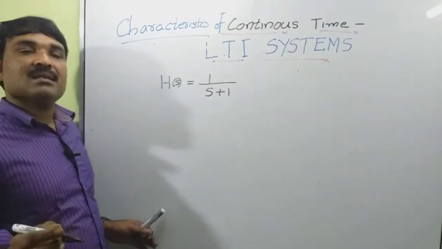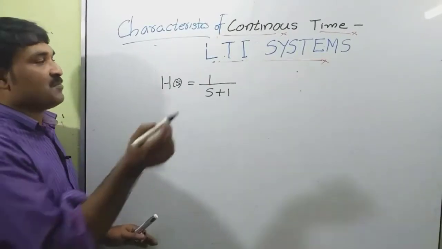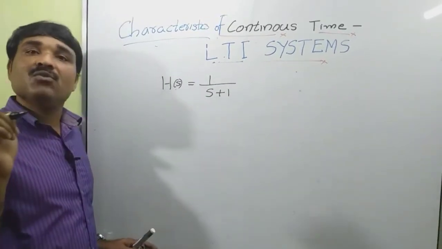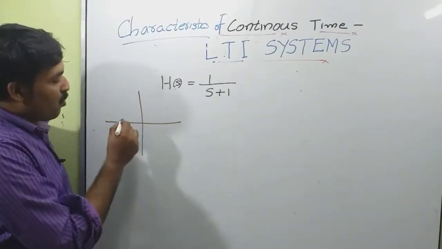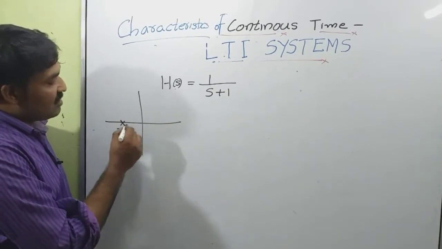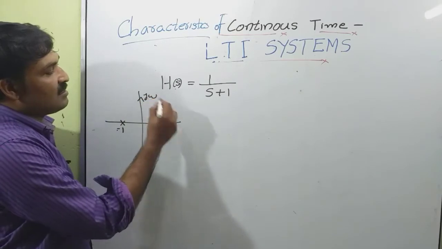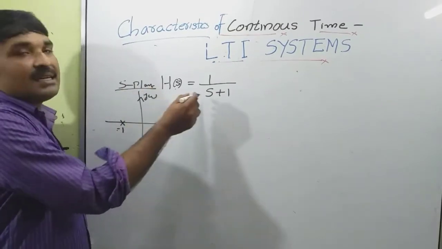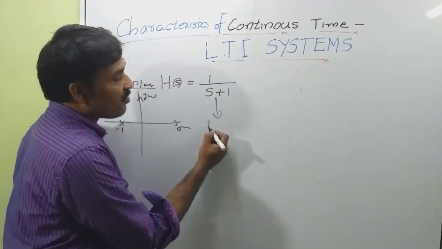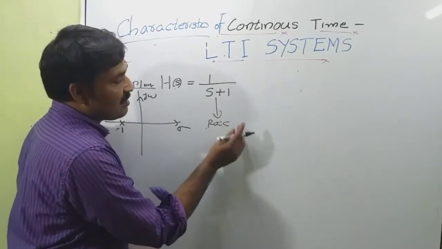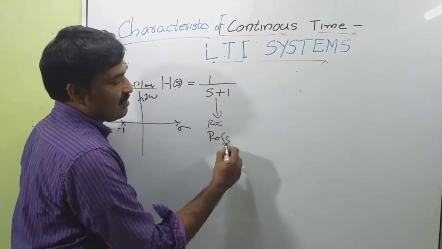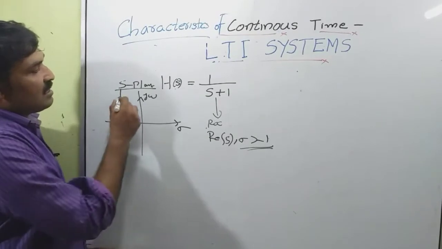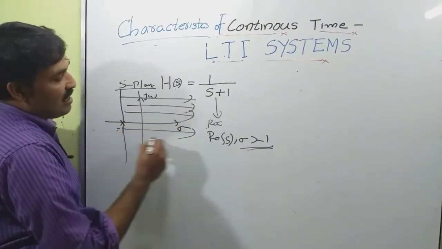Suppose I have a transfer function H of s equal to 1 divided by s plus 1. So we have a pole at s equal to -1. In the S plane, I am marking the pole at s equal to -1. This is a pole at s equal to -1. This is my j omega axis, sigma, and our S plane. Now what is the region of convergence for this? The ROC for 1 by s plus 1 is real of s, that is sigma greater than -1. So this is -1, and this region is the region of convergence.